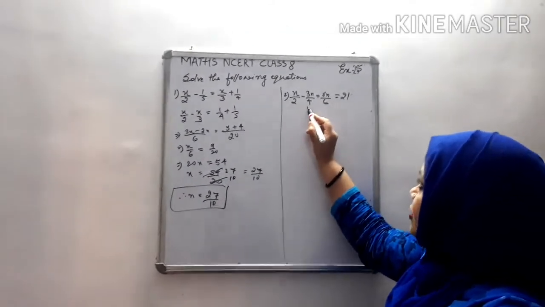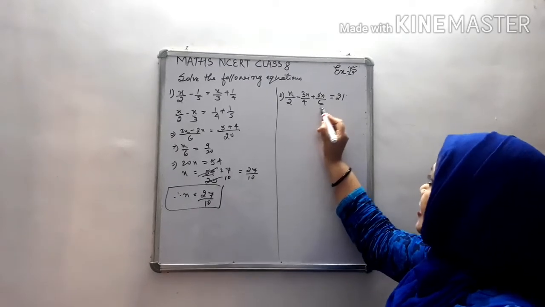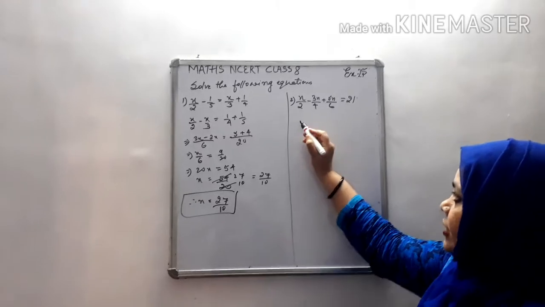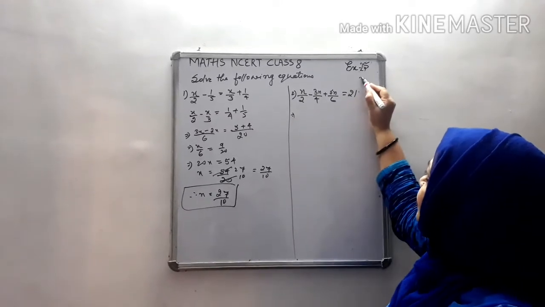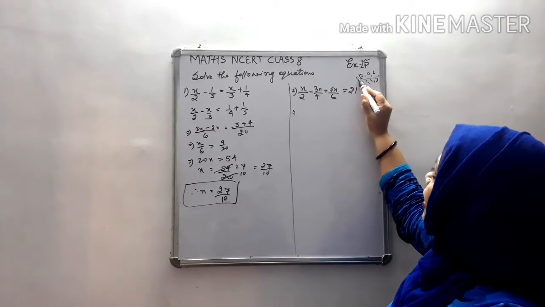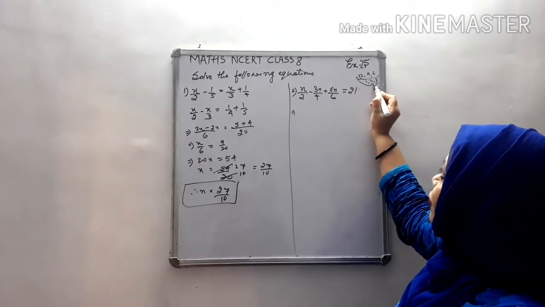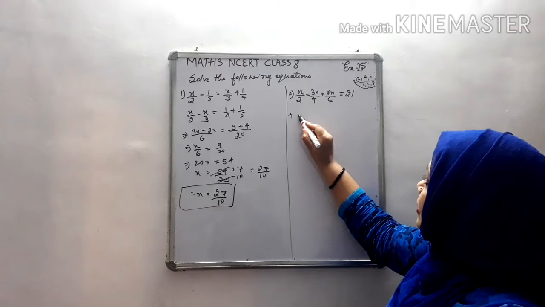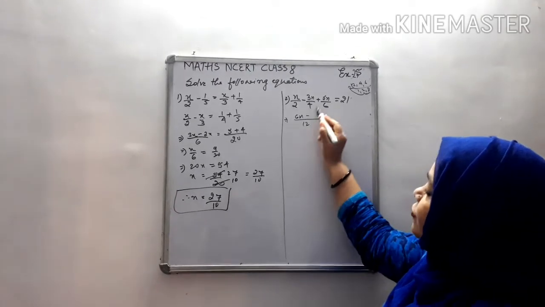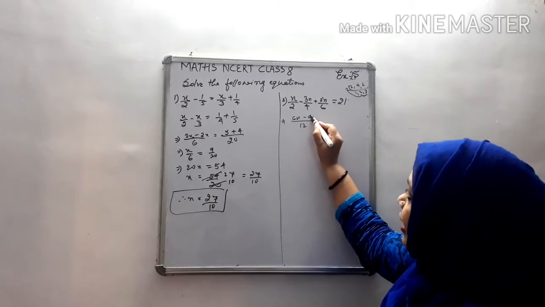n by 2 minus 3n by 4 plus 5n by 6 is equal to 21. So just all are these variables. So let's take LCM. Take LCM of 2, 4, 6 here. Simply 2 1s are 2, 2 2s are 4, 2 3s are 6. Then 2 2s are 4, 4 3s are 12. So look here, 12. 2 6s are 12. So 6n minus 4 3s are 12, 3 comes, 3 3s are 9.